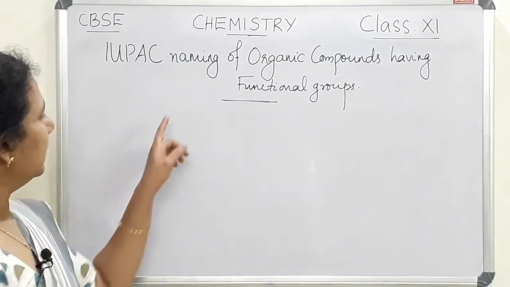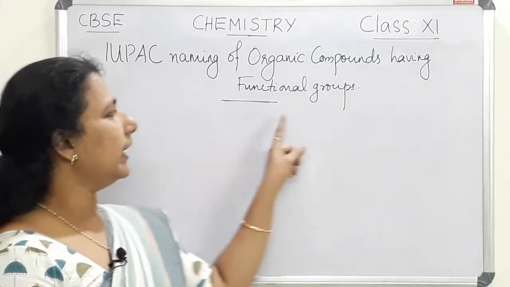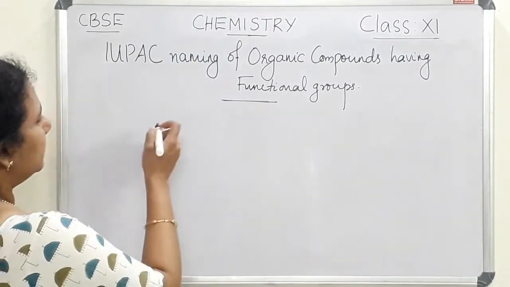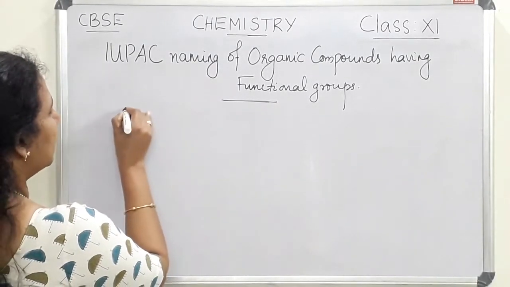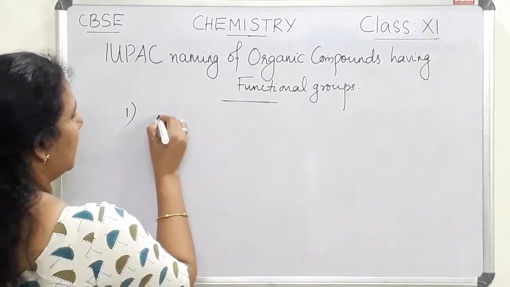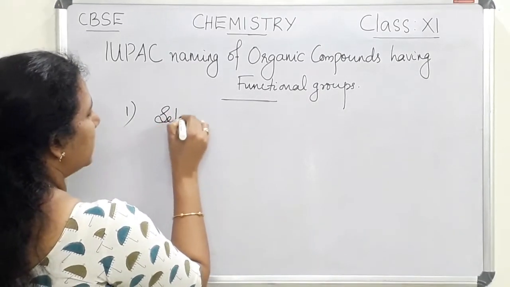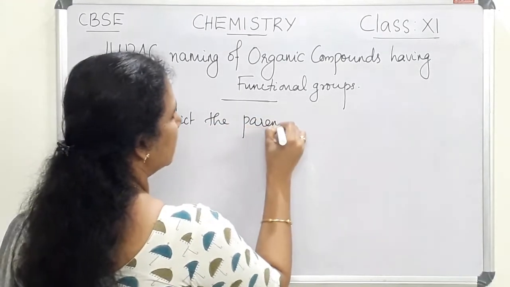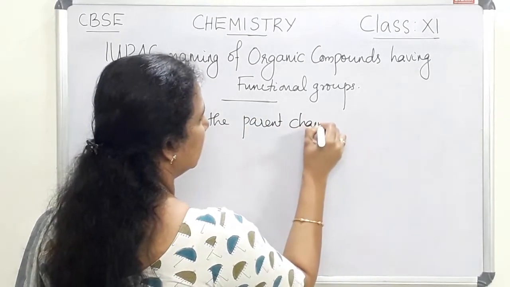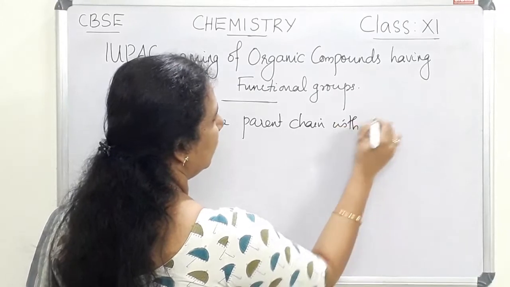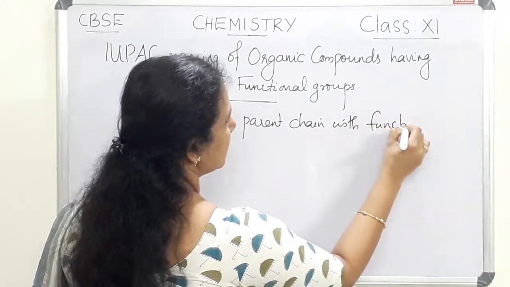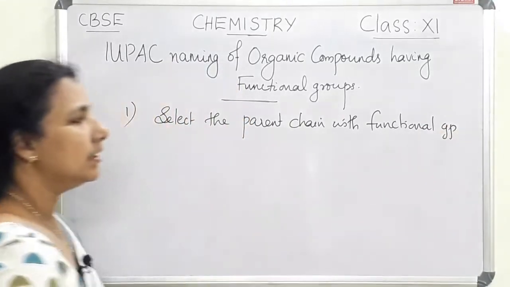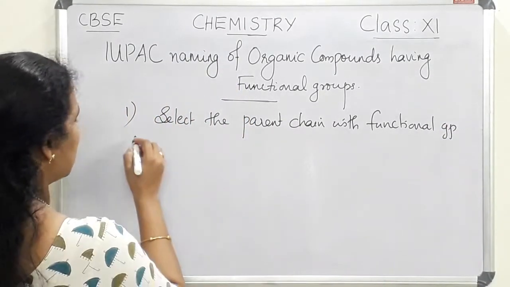Now we are going to learn the IUPAC naming of organic compounds having functional groups. For this we have to see some rules. First rule is select the parent chain with the functional group. We have to select the parent chain and that must contain the functional group. That is the first rule.